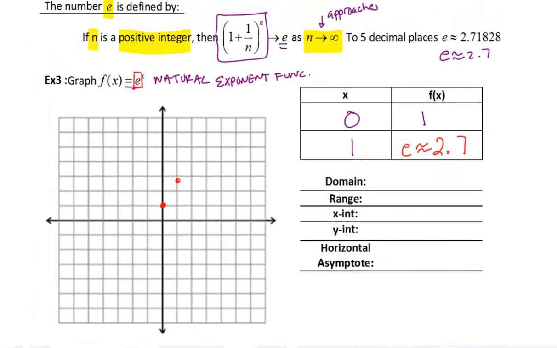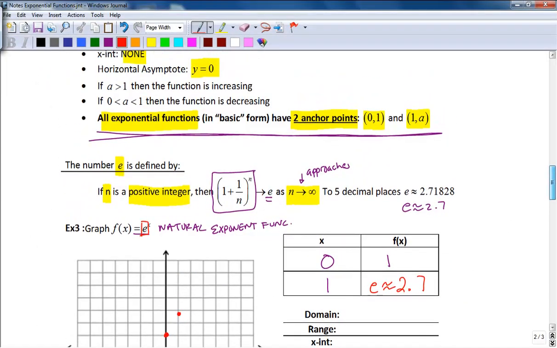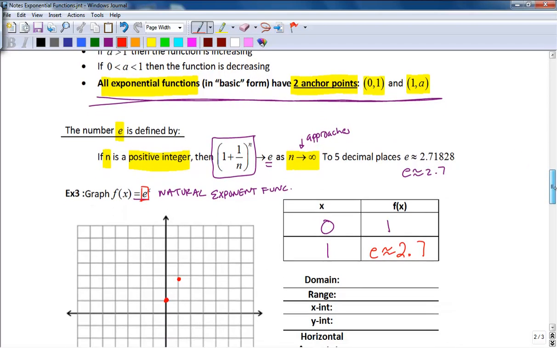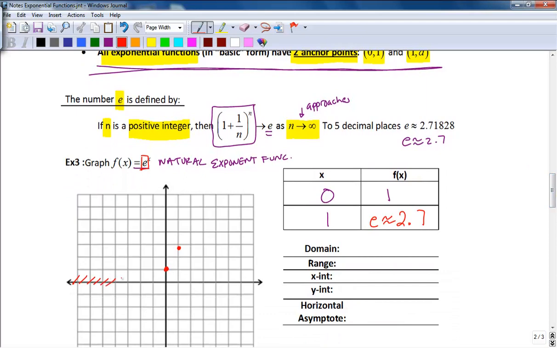We also know that when these functions are not transformed, they have a horizontal asymptote at y equals 0. So this also has a horizontal asymptote at y equals 0. And the reason for that is the number 2.7, no matter what power I raise it to, I'm never going to get 0, and I'm never going to get a negative number. So that causes that horizontal asymptote. So let's connect those points. And this is the graph of e to the x.